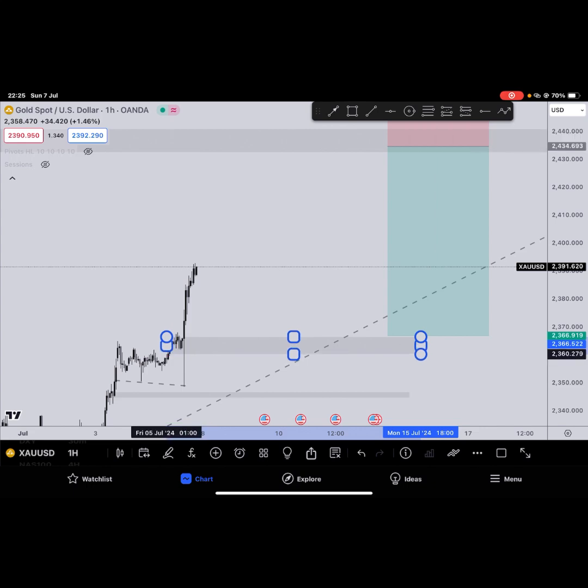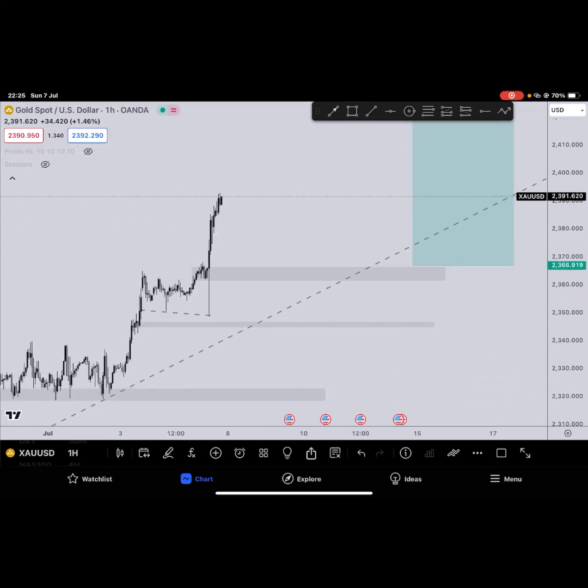The other block on confirmation is here. So just look for weak rejections or your W pattern, because it's already sitting on another block. So those are possible buy entries during the week.